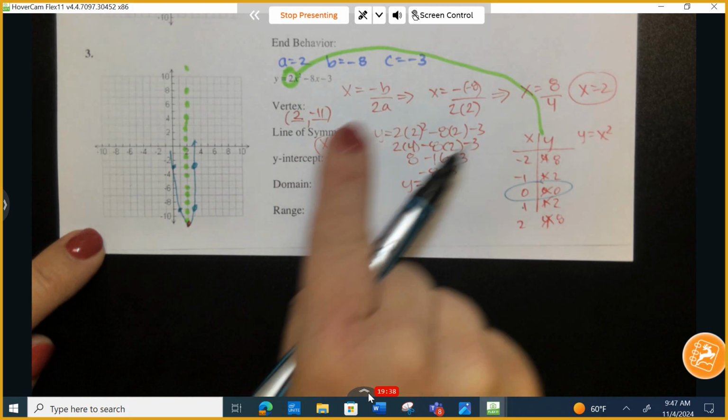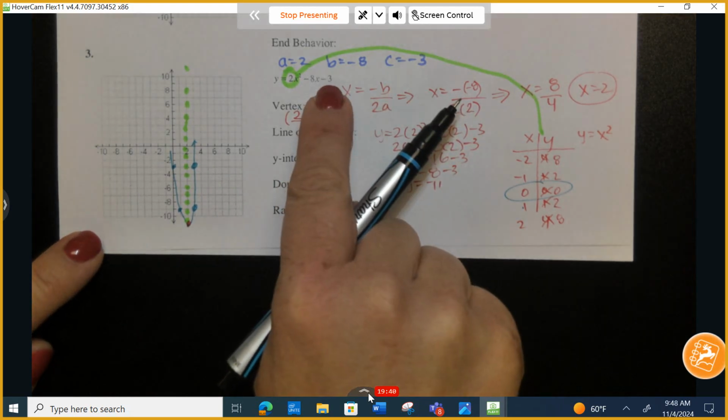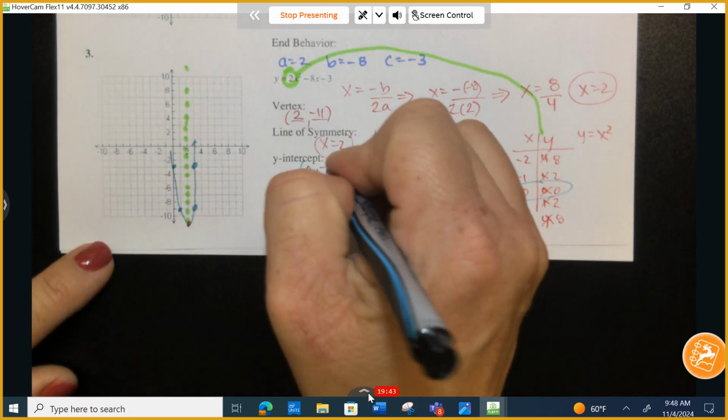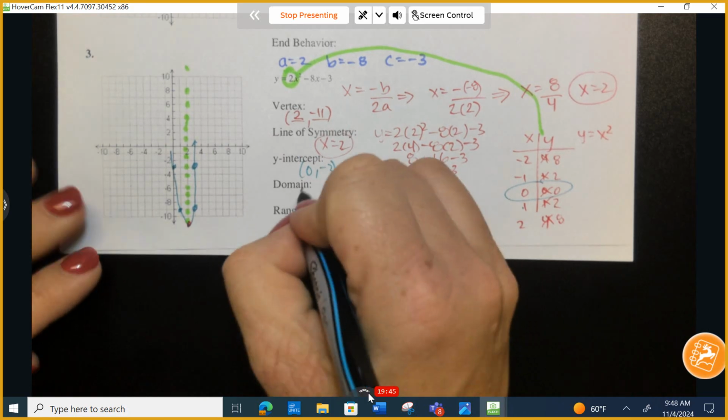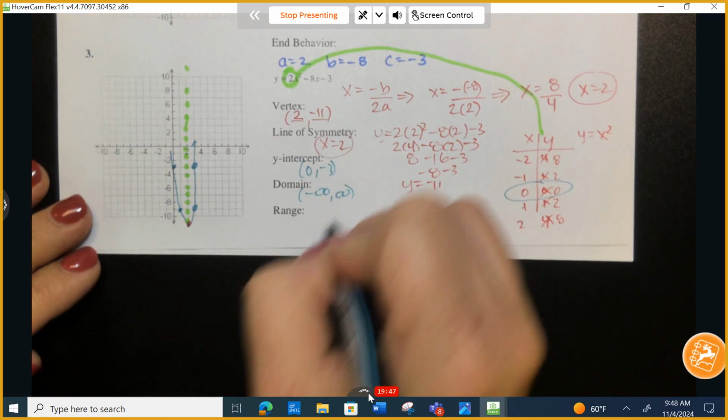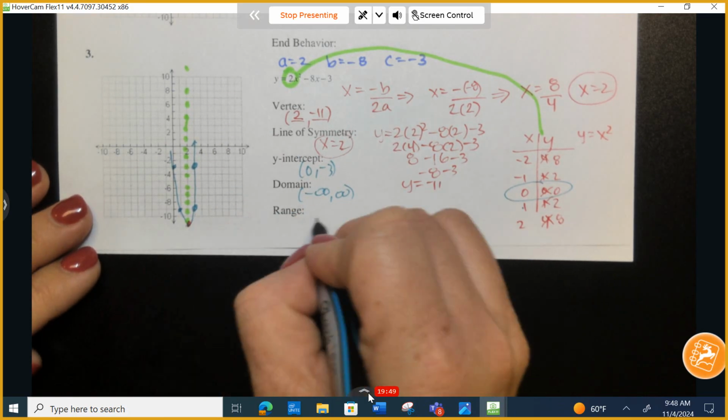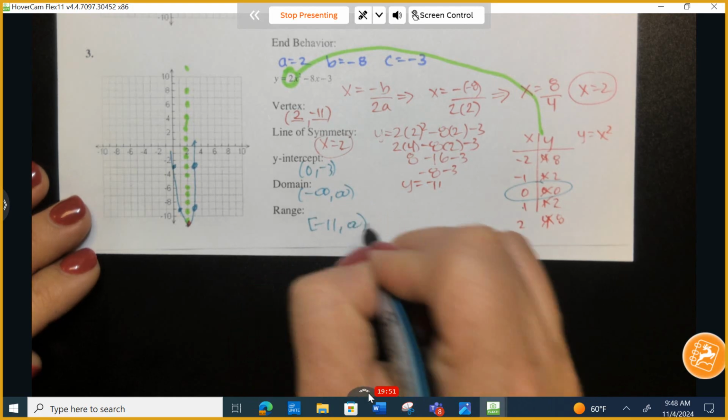What is the y-intercept? It's always going to be the value at the end with no x's, so 0, negative 3, and we can see that. The domain: there's no limit how far it goes to the left or how far it goes to the right. The range: it goes down as far as negative 11, and there's no limit how high it goes.